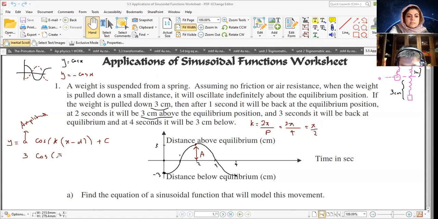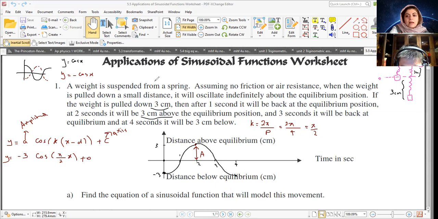How about d? Since this starts at the minimum, or negative, I forgot the negative. There is no phase shift. It's just at 0, like 0x. There is no phase shift. So it's just negative 3 cosine of pi over 2 x plus c. So c is the axis, right? The axis of symmetry. Here, my axis of symmetry is at 0, right? That is the midpoint between the maximum and minimum. So it's 0 here.